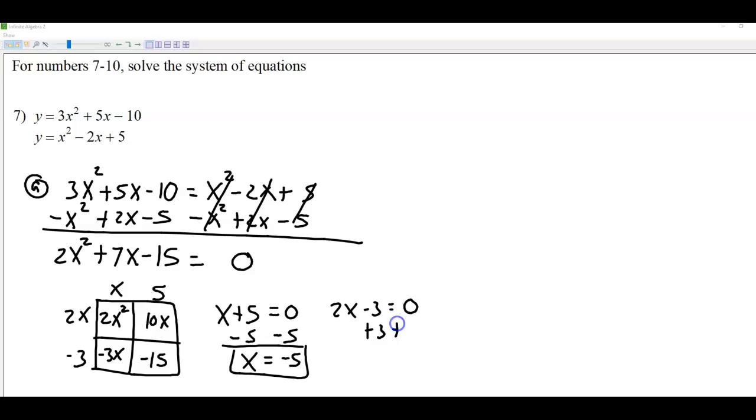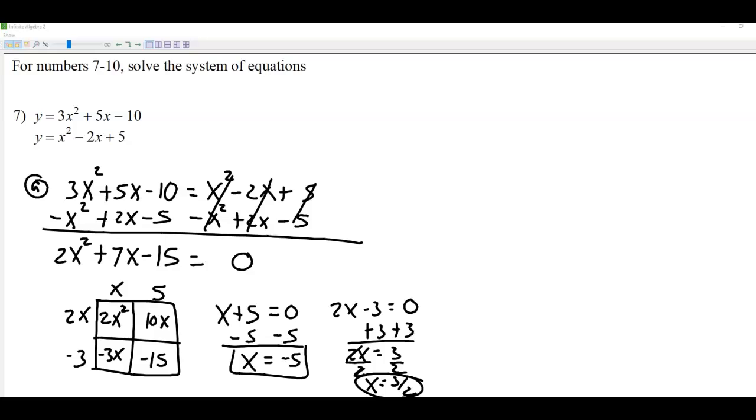Now, this is not the final answer, but it's getting there. When you're solving a system of equations, we're going to be solving for the x first. So notice I get two x values, and that means these parabolas intersect twice. But for each one of the x values, I would need to find the y values also.